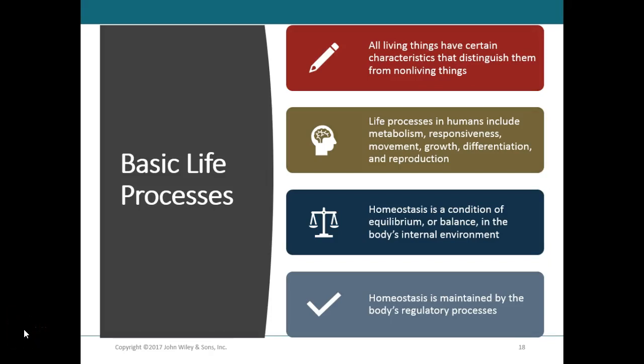All living things have certain characteristics or processes that distinguish them from non-living things. In the human, those processes include metabolism, which is the sum of all chemical reactions in the body, so breaking down things chemically and building things back up chemically. For example, when we take food into the body, we have to break it down chemically into its smallest pieces so that we can then use those small pieces of proteins and fats and carbohydrates to build new body structures.